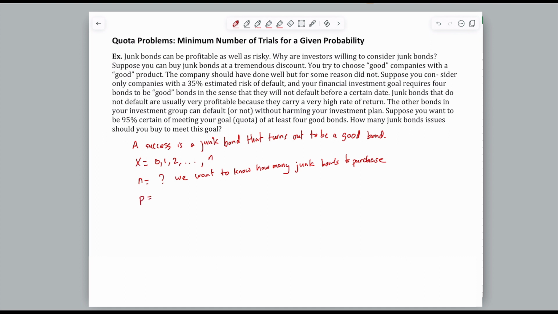Little p here is 0.65, since 35% is the estimated risk of default. In other words, you just went 100 minus 35% to get 65%.